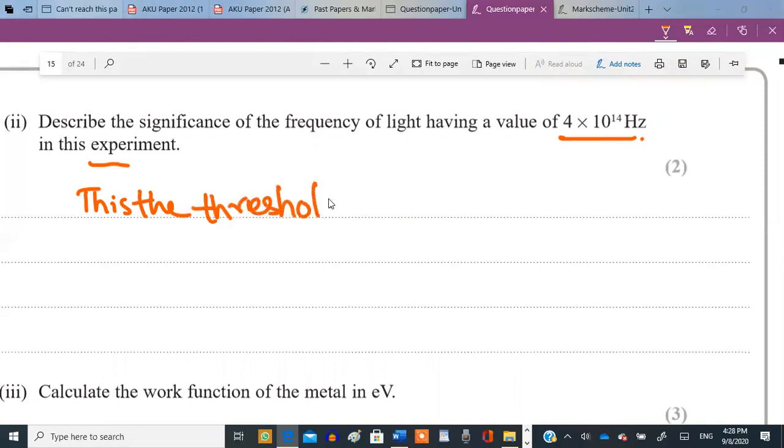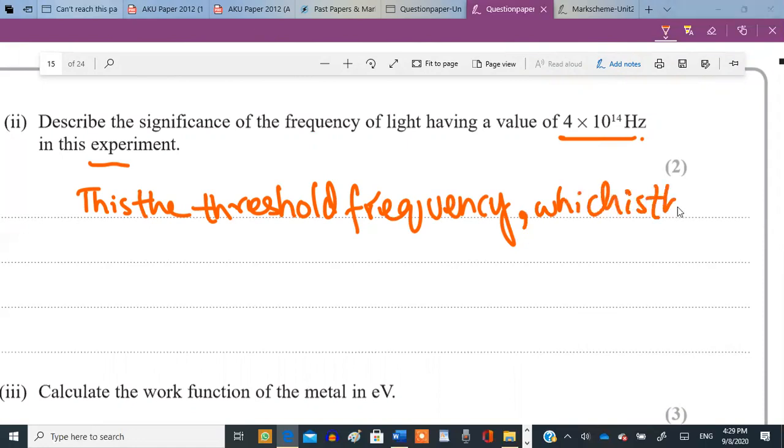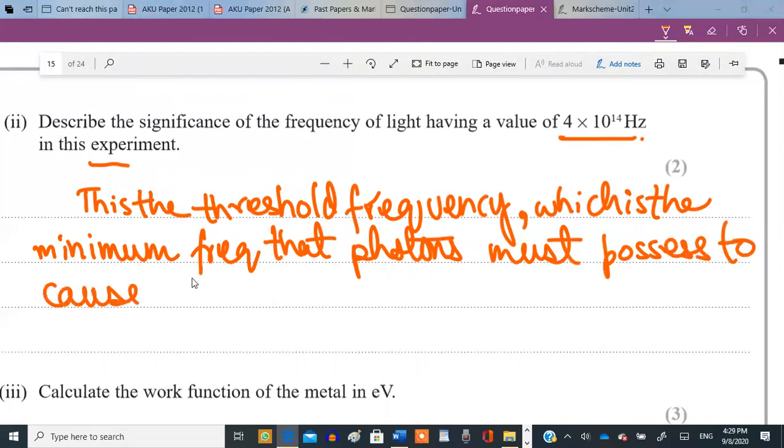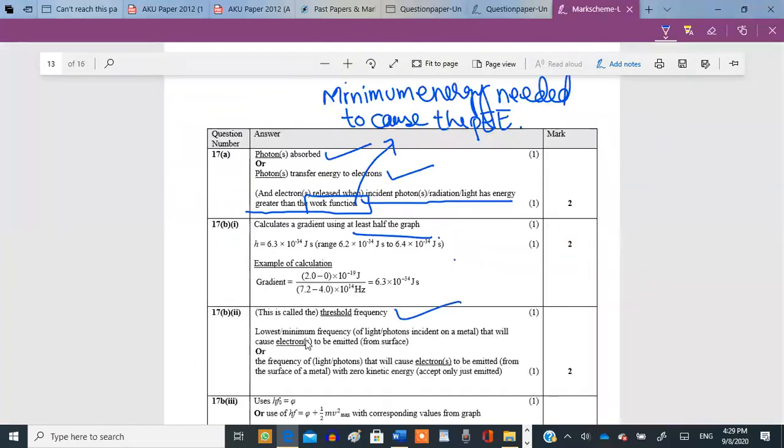And what is the threshold frequency? The definition of a threshold frequency is the minimum frequency that must be possessed by the photon in order to cause the photoelectric effect. It is the minimum frequency that the photons must possess to cause the photoelectric emission or the photoelectric effect. Clear? So let's see what they wrote. Threshold frequency, lowest minimum frequency that will cause photoelectric effect.